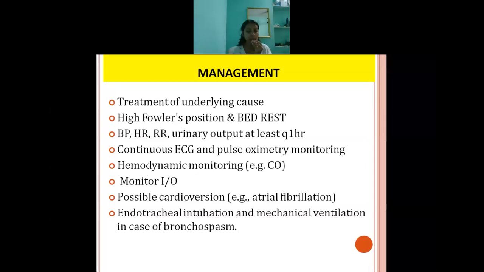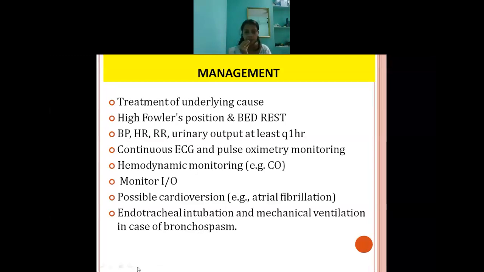Then hemodynamic monitoring, as I have already discussed. Then possible cardioversion. If the person is having lethal arrhythmias, in that case, you can go for a cardioversion. We have already discussed cardioversion in detail. And sometimes, if the person is having severe bronchospasm, where oxygenation is not possible, in that case, we will have to intubate the patient, and we'll have to put the person on a mechanical ventilator.